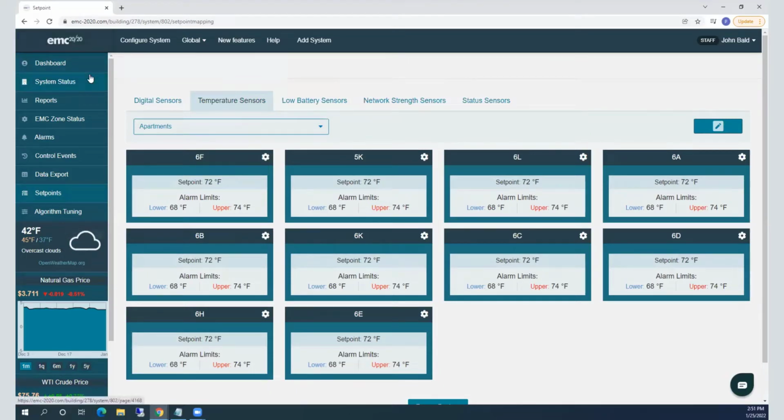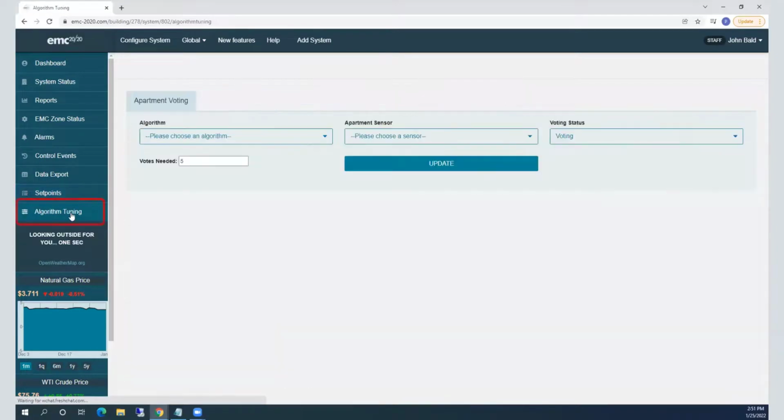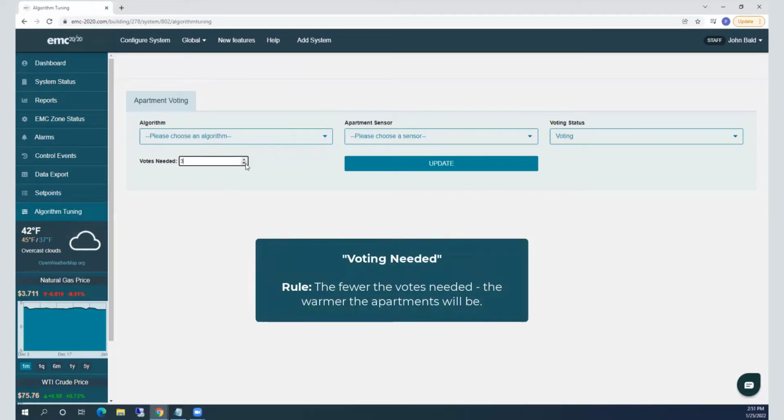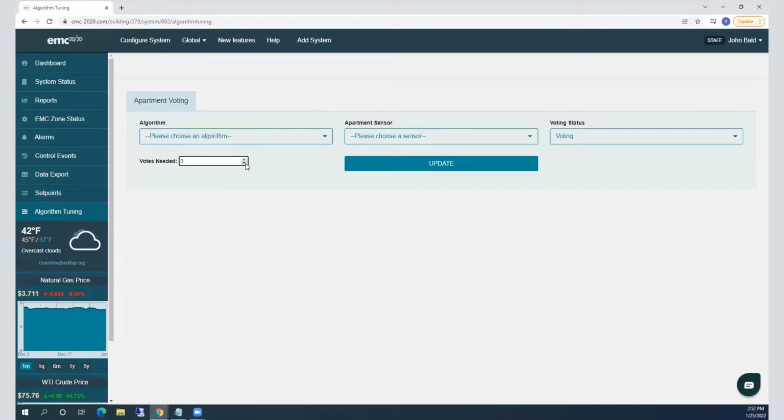Another way you can make your apartment warmer is going to algorithm tuning and changing the votes needed. You can adjust that down. So the fewer votes needed, the warmer your apartments are going to be. The higher the set point, the warmer your apartments are going to be. And you can kind of play with that range to give your building exactly what it needs.